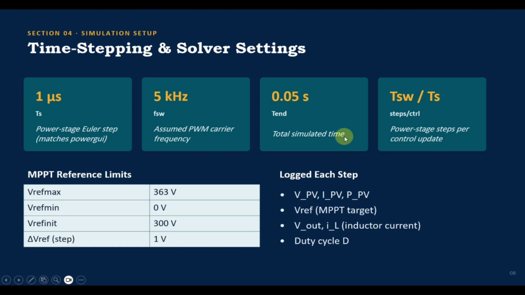For the MPPT reference itself, we start at 300 volts, and it's allowed to roam anywhere from 0 up to 363 volts, taking 1 volt steps each time it perturbs. And every single time step, we're logging PV voltage, current and power, the reference voltage, the output voltage, the inductor current, and the duty cycle, so we've got everything we need to actually evaluate how well this thing performs.